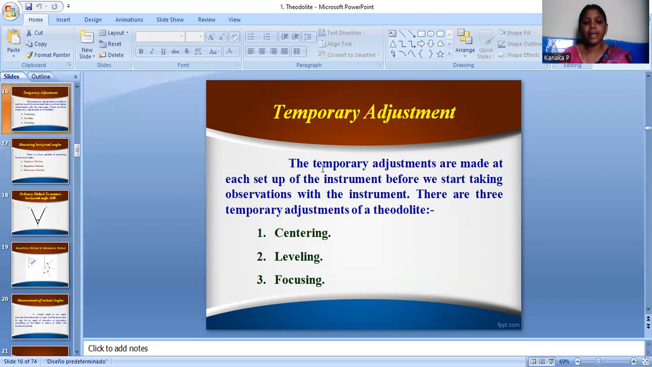Permanent adjustments are required to establish the fixed relationship between the fundamental axes of the theodolite and are also necessary for accurate results. So first one, temporary adjustments: setting up over the station, leveling by tripod stand, centering, leveling and focusing. Focusing of the eyepiece, eliminating parallax, setting the vernier.